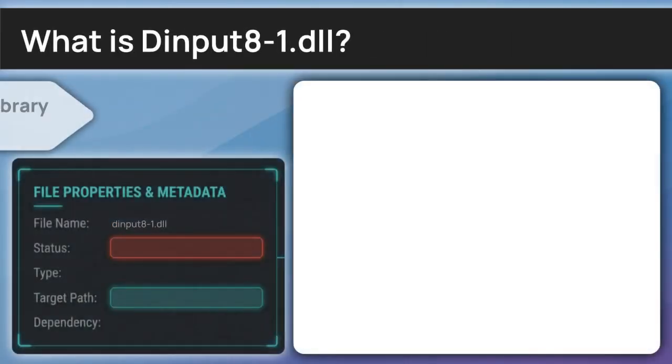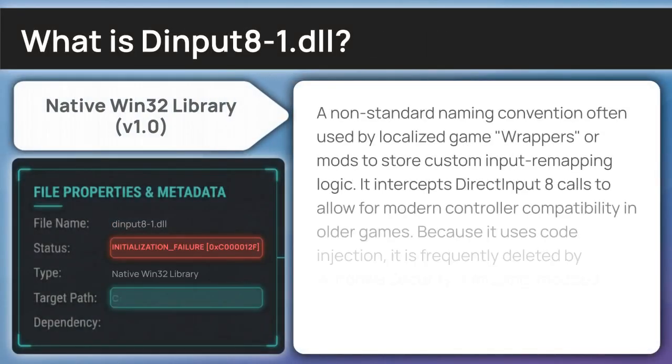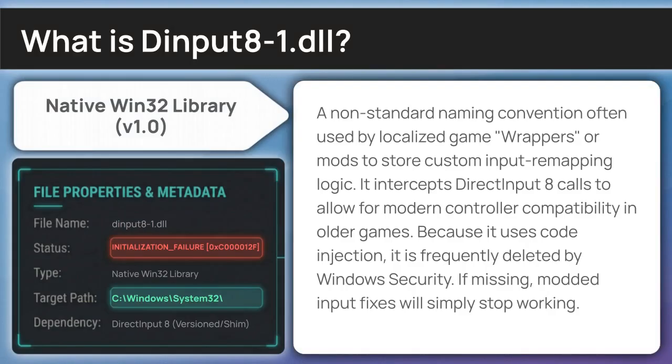This is the DirectInput8 submodule 1, a non-standard naming convention often used by localized game wrappers or mods to store custom input remapping logic. It intercepts DirectInput8 calls to allow for modern controller compatibility in older games. Because it uses code injection, it is frequently deleted by Windows security. If missing, modded input fixes will simply stop working.